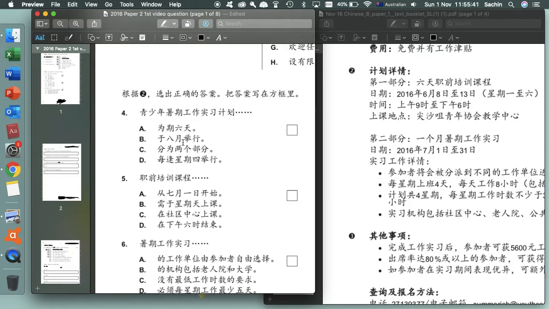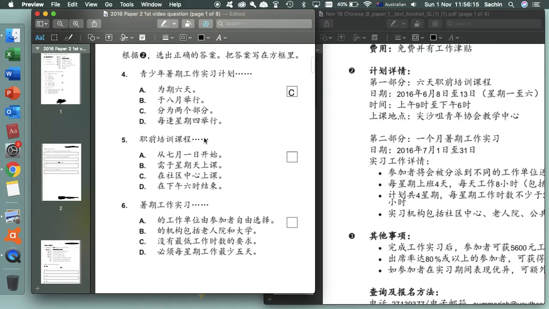It's held over the 8th month or August, and we see nope, not being held over the 8th month. So B is incorrect. C, it's 分为两个部分. This one's like it's split into two parts, which is correct. And then, so C is the correct answer. Alright, good. Now, number 5 is the course.